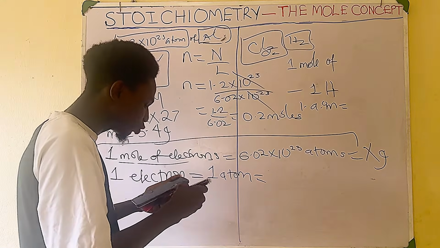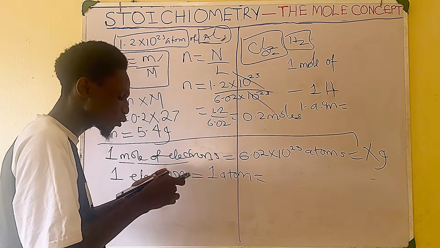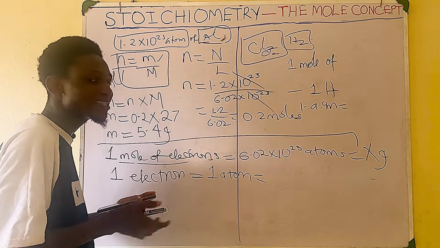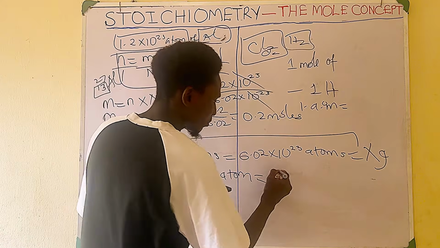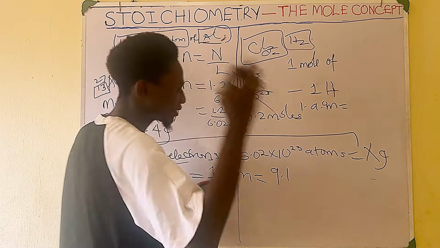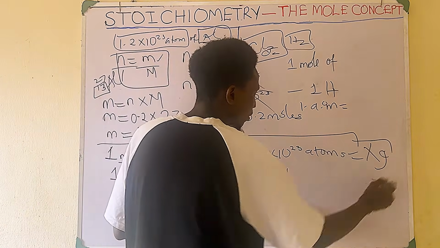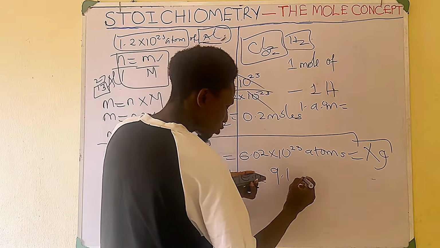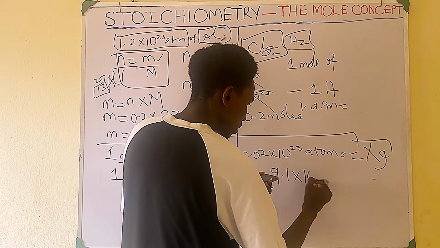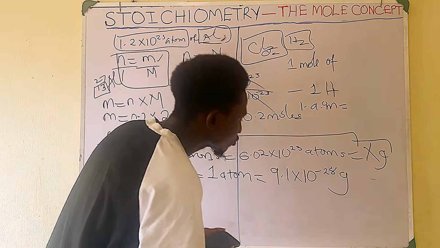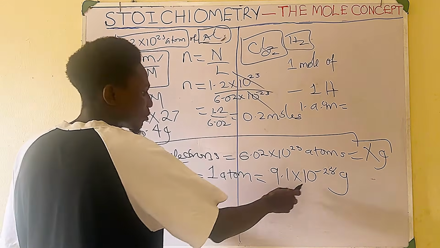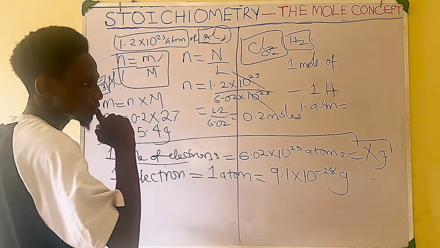Now the question itself told you that an electron has a mass of 9.1 times 10 to the power minus 28. So that's the mass of one atom of electron. The question told you, just like the reverse. We knew this guy, but now we are knowing this guy. So 9.1 times 10 raised to power minus 28 gram. Right, so one atom equals 9.1 times 10 to the power minus 28 grams.